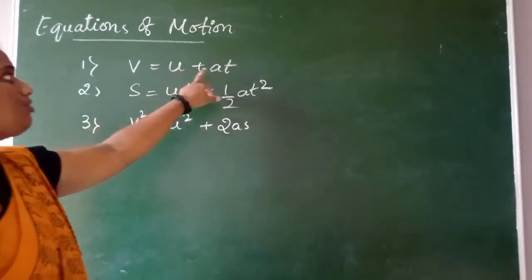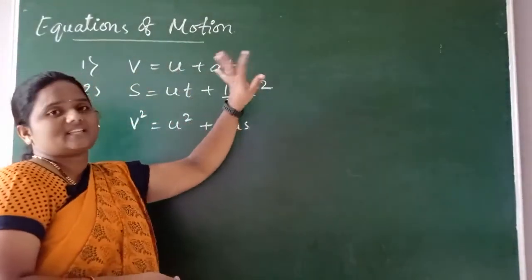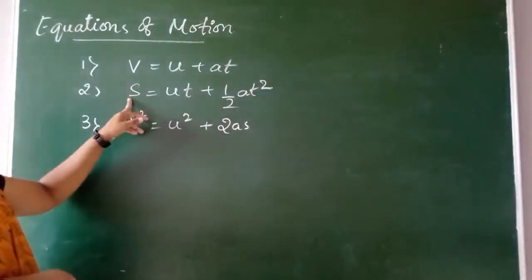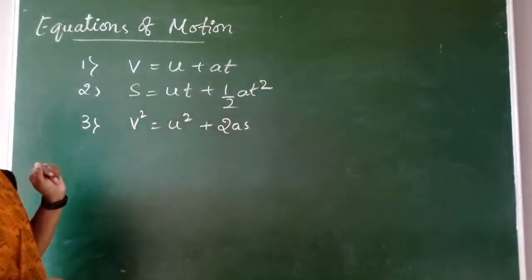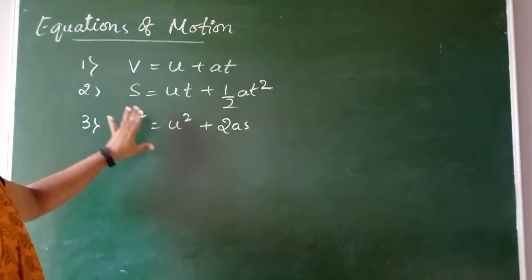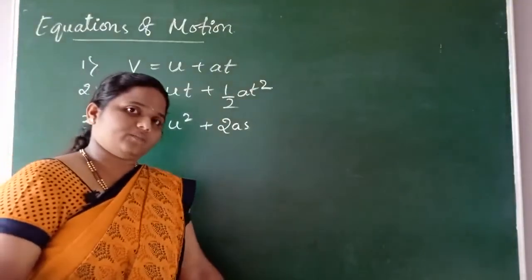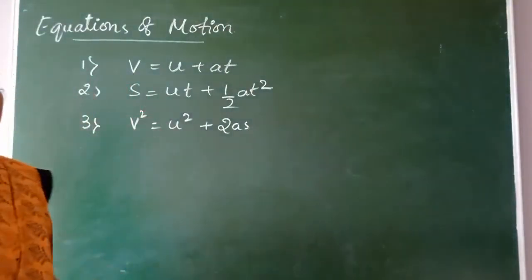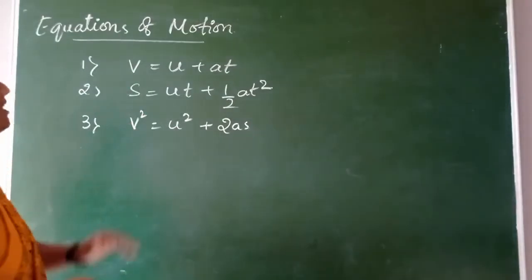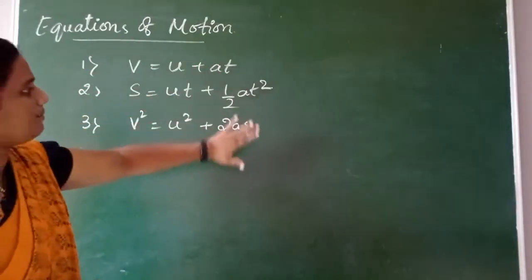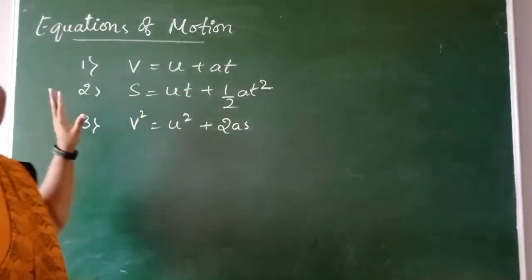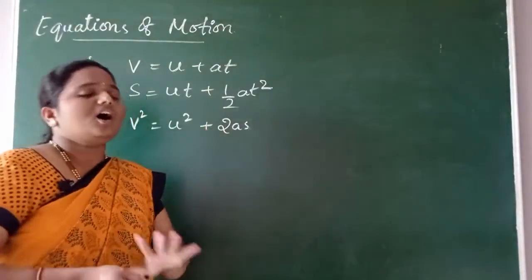So children, you have to remember that in these equations of motion, v means final velocity, u means initial velocity, small a means acceleration, t means time taken, s means distance, isn't it children? You have to keep all these things in mind. And you can take displacement also, no problem. So these are very important equations we need to use for solving the problems.